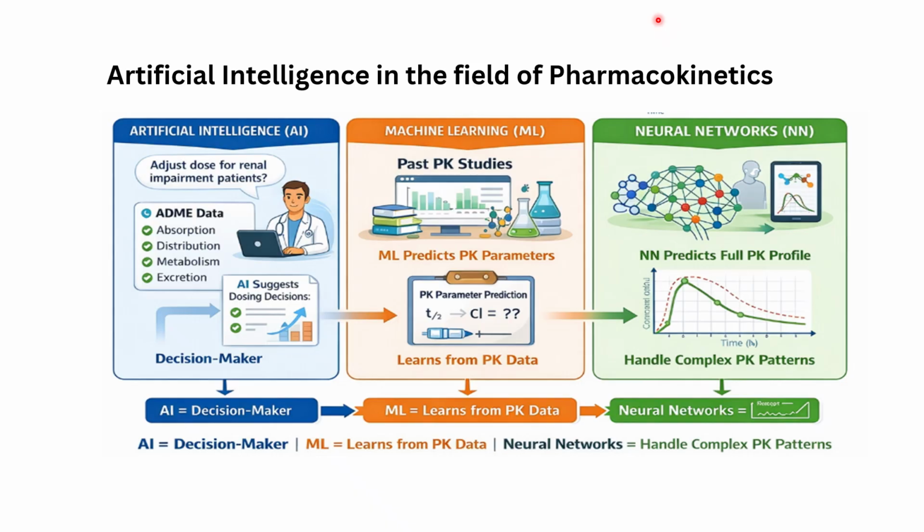For example, we may have a virtual PK expert that reviews a drug's ADME data and suggests dose adjustment for different patient populations. Here, AI will behave like a human pharmacokinetist making drug prescribing decisions.